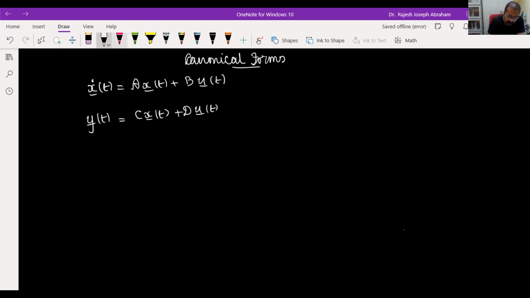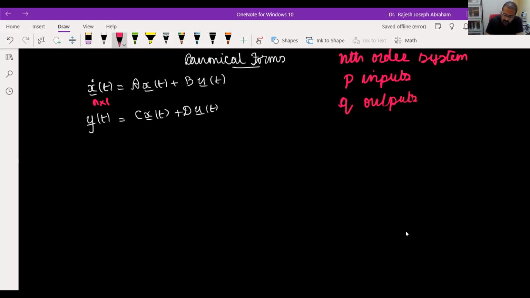So x is an n cross 1 vector. There are n number of states. Let the system be an nth order system with p inputs and q outputs. So the order of the x vector will again be n cross 1. What will be the order of u bar? It will be p cross 1 because there are p inputs. What will be the order of the y vector? It will be q cross 1.